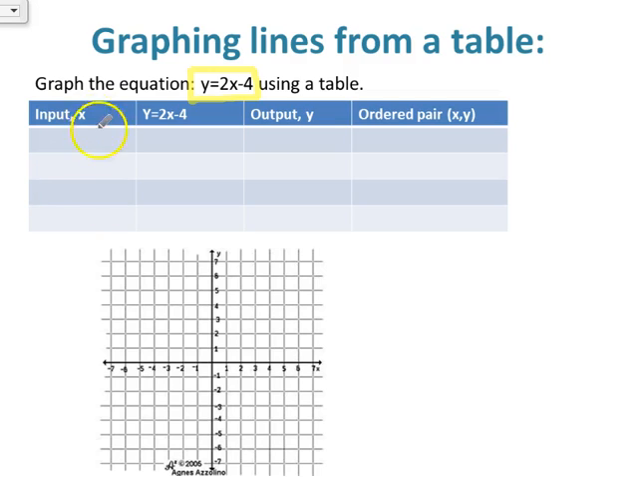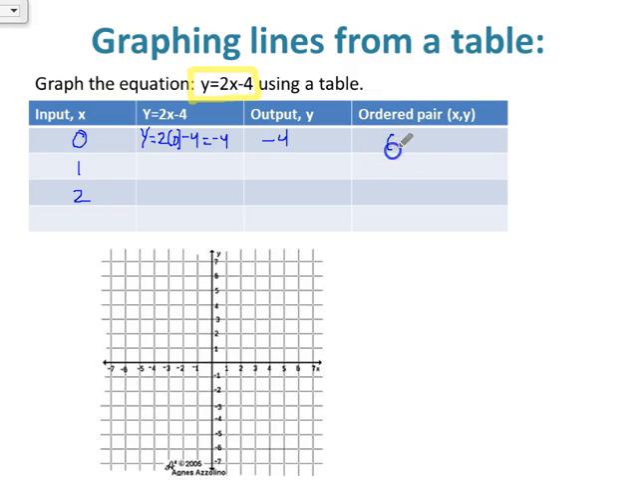So what I like to do is I always like to plug in the inputs 0, 1, and 2. So if I say x is 0, and I plug it into my equation, 2 times x, well I'm going to plug in 0 now, minus 4. 2 times 0 is 0. 0 minus 4 is negative 4. So that means when 0 is our input, we get an output of negative 4.